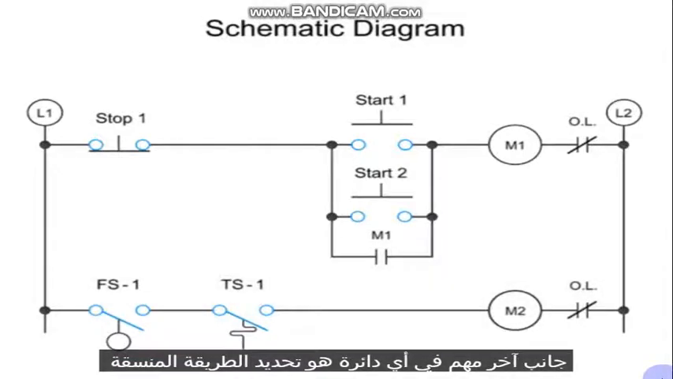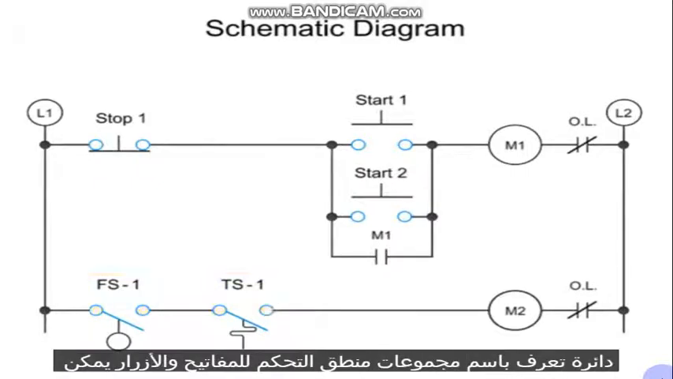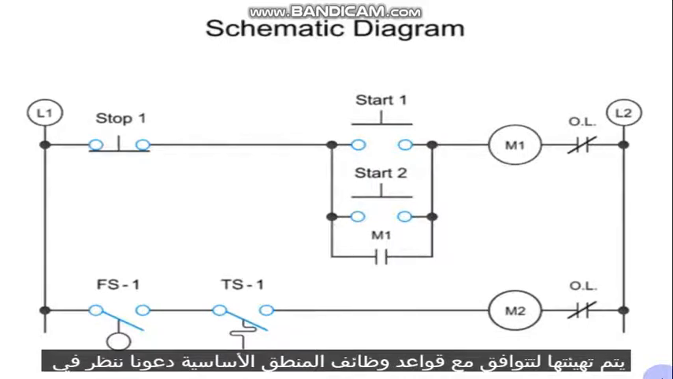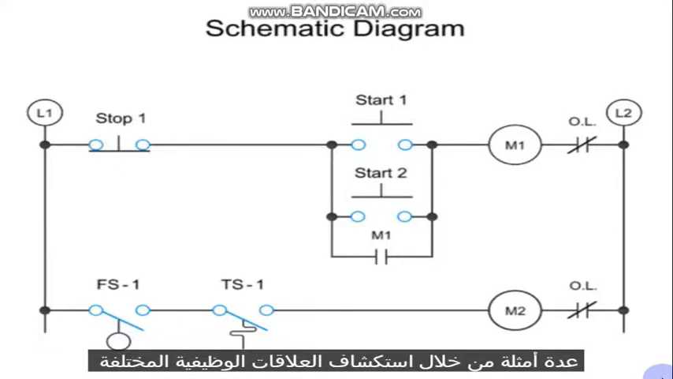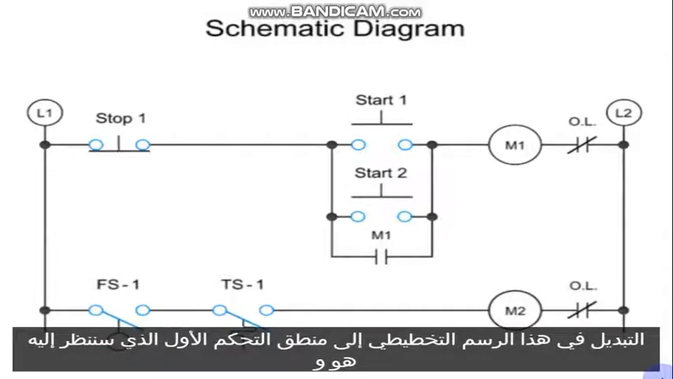Another important aspect of any circuit is to determine the coordinated manner in which control devices, such as push buttons and switches, function to operate a circuit. This is known as control logic. Combinations of switches and buttons can be configured to conform to the rules of basic logic functions. Let's look at several examples by exploring the functional relationships of various switches in this diagram.